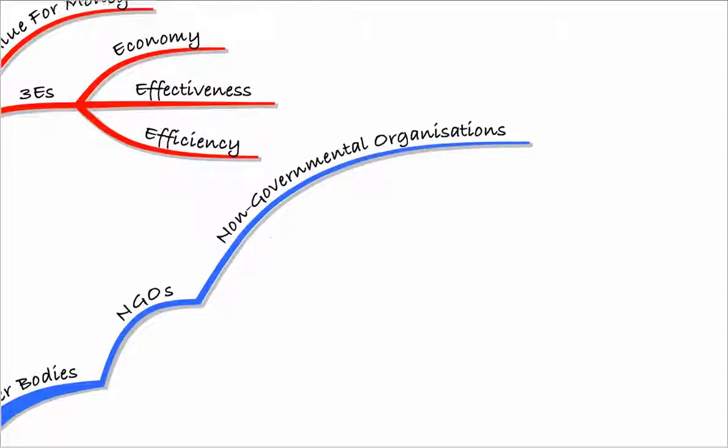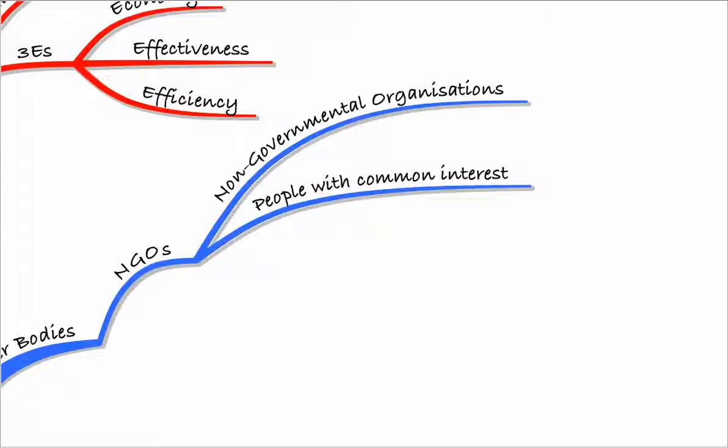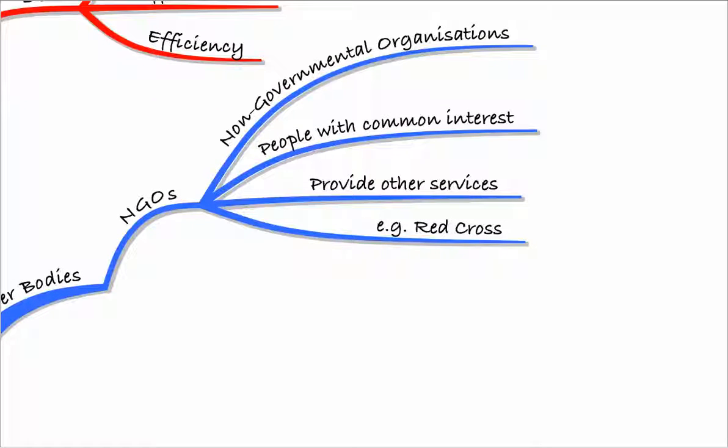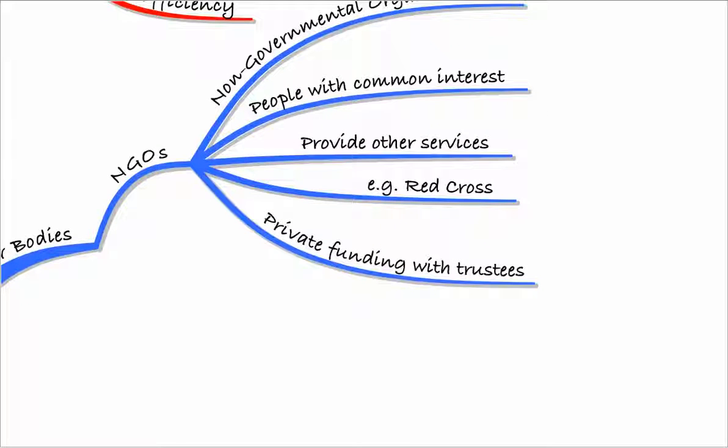Other bodies that we should be aware of were non-governmental organisations, NGOs. These are people who come together with a common interest to provide other services not provided by the public sector or the private sector. For example, humanitarian needs through the Red Cross. These have private funding with trustees overseeing them to ensure they spend it in the correct way.